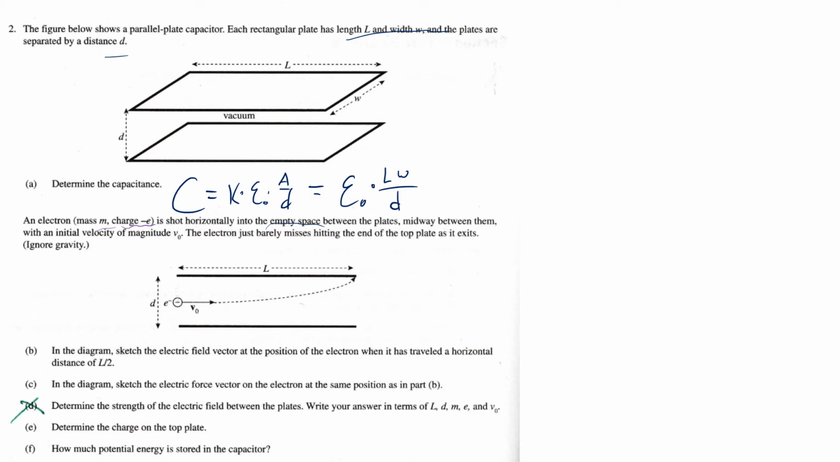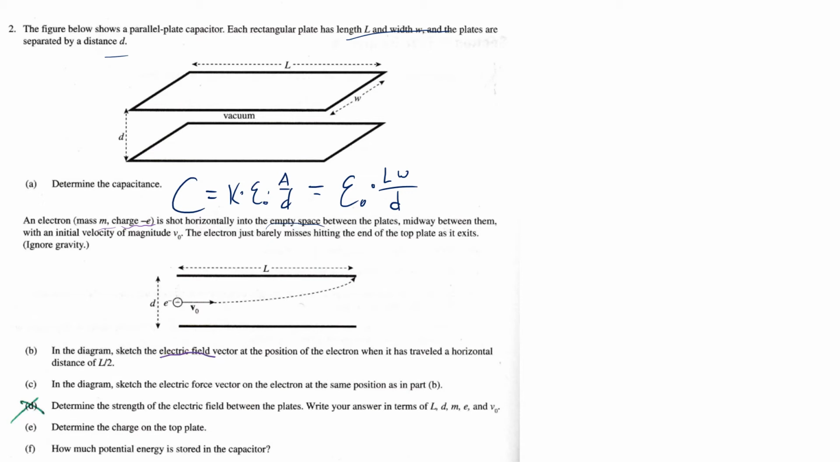Next one. Electron, mass m, charge E, is shot through, bang, the plates midway between them, initial velocity of v0. Electron just barely misses hitting the end of the plate as it exits. Ignore gravity. Always do. In the diagram, sketch the electric field vector at a position where the electron travels horizontally. So sketch it in the middle. That's what they're looking for.